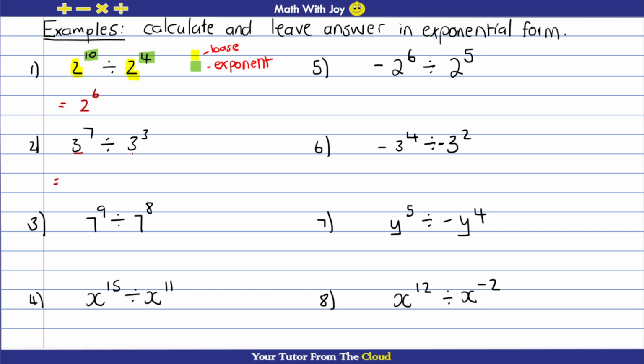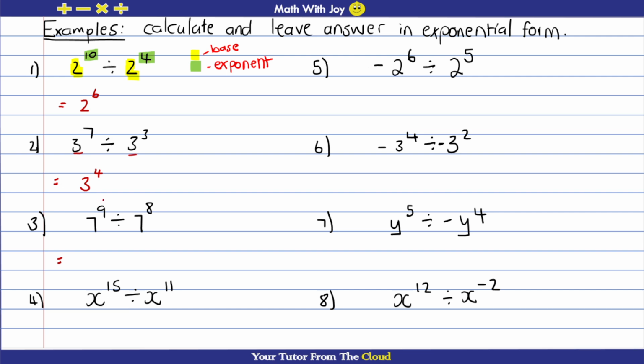So we do the same thing here. The bases are the same. They're dividing. All you have to do is say 7 minus 3. And the base is still going to be 3. So 7 minus 3 gives us 4. The exponent now changes to a 4. So that's how you simplify these exponents.